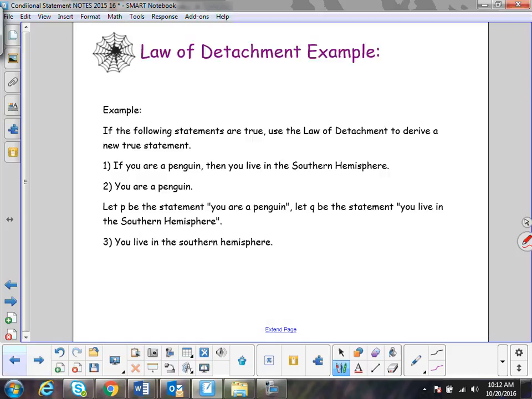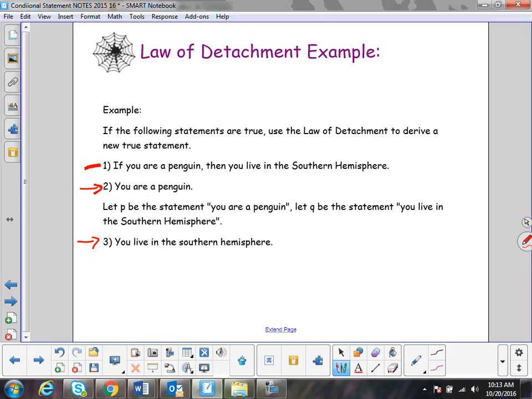Okay, so let's just look at this example right here. If you're a penguin, then you live in the southern hemisphere. You're a penguin, so what must be true? You live in the southern hemisphere. That's all it is, guys.